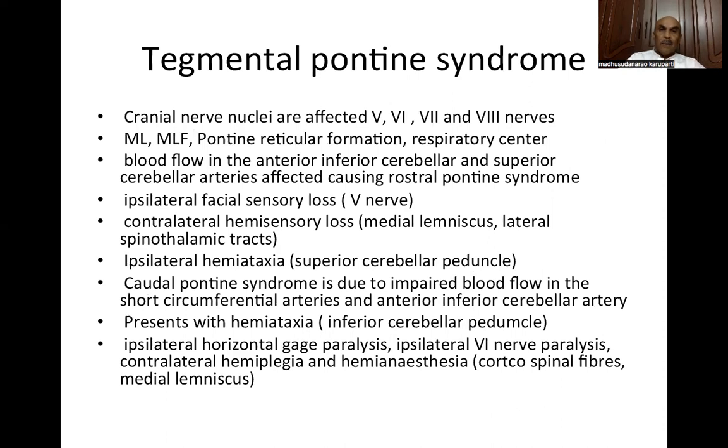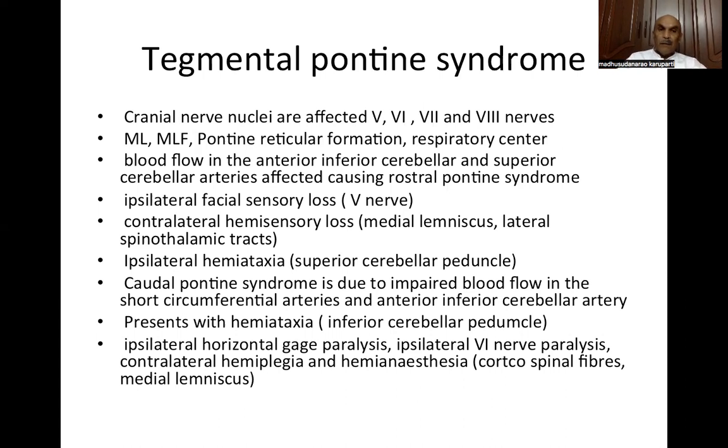Next one is the tegmental pontine syndrome. Because the pontine tegmentum, as we touched on in the anatomy, contains the nuclei of the cranial nerves, that is trigeminal, abducens, facial, and vestibulocochlear. It also houses the medial longitudinal fasciculus, medial lemniscus, pontine reticular formation, and most important, it houses the respiratory center.